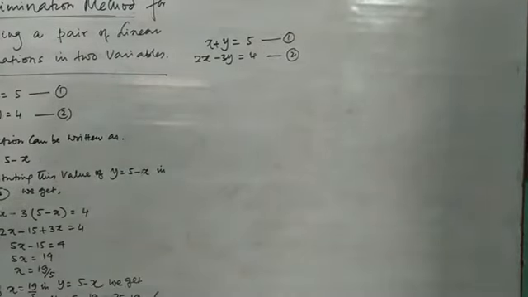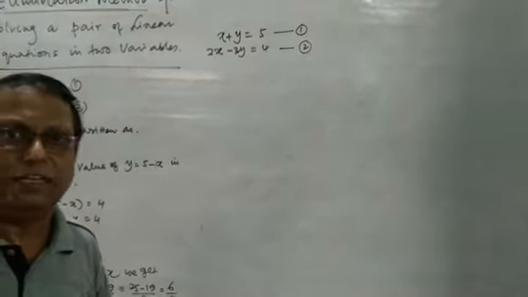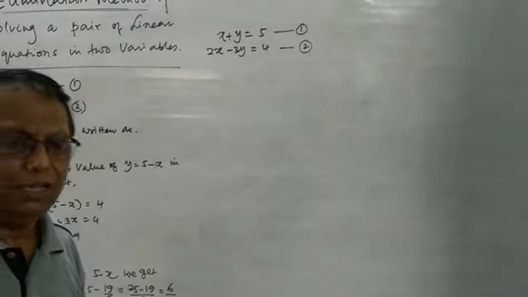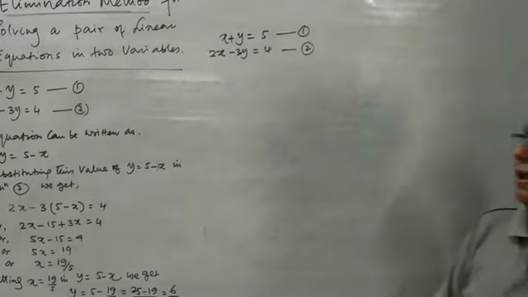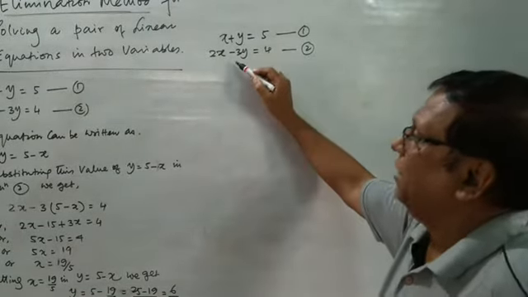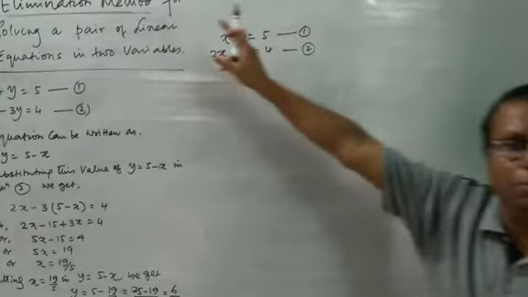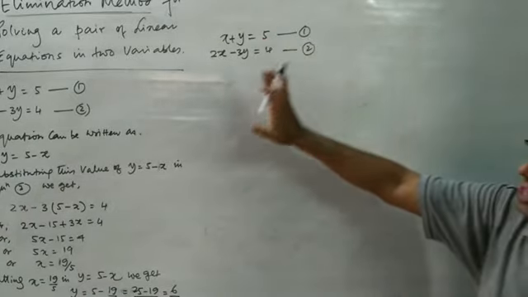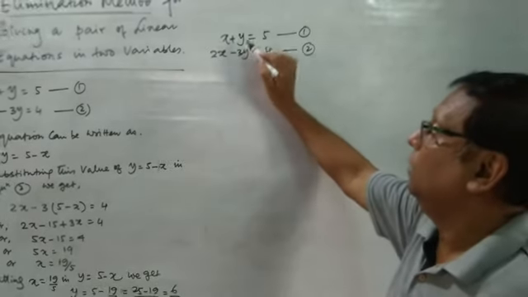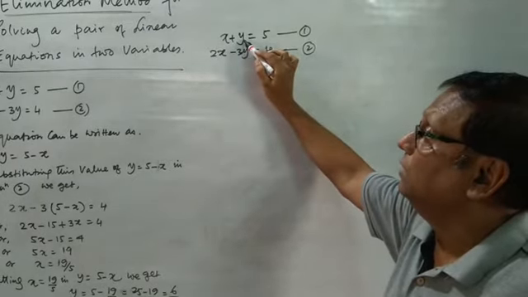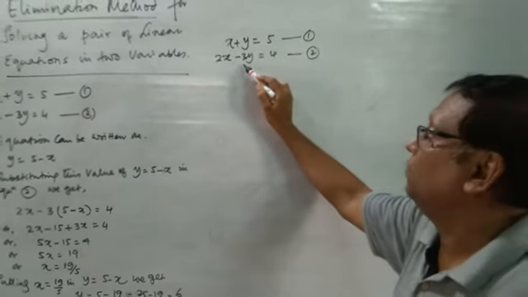In elimination, eliminate means remove. We have to eliminate either the x variable or the y variable. It is your choice whether you will remove the x variable or the y variable. Now see here, suppose we have decided that we will remove the y variable. Now see what the coefficients are of the variable which you want to remove. In equation number 1, the coefficient is plus 1. In equation number 2, the coefficient is minus 3.